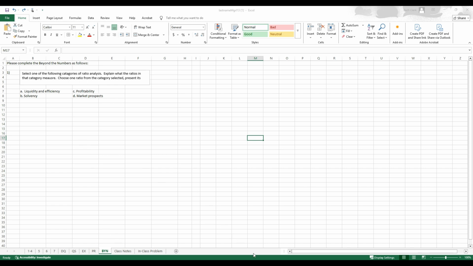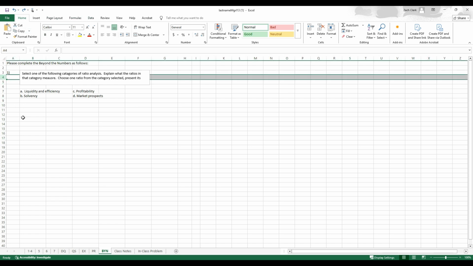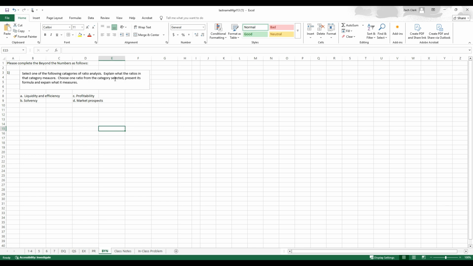Okay, now we're on to the Beyond the Numbers tab here. And in this one, it says, select one of the following categories of ratio analysis, explain what the ratios in that category measure, choose. I think there's a part that's missing, so I'm going to insert that there. Okay, choose one ratio from the category selected, present its formula, and explain what it measures. So I will let you all do that, but you can find those categories and what ratios fall in those very easily, either through an online search or looking in the glossary of the book at the end of the chapter, in the notes, a lot of places.